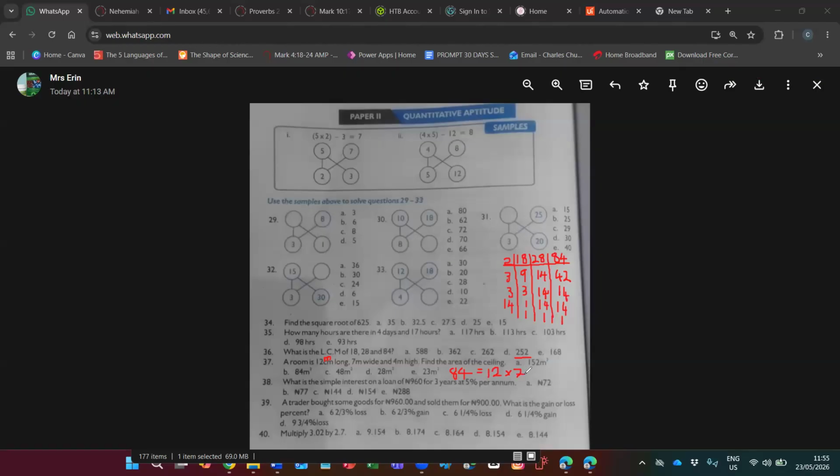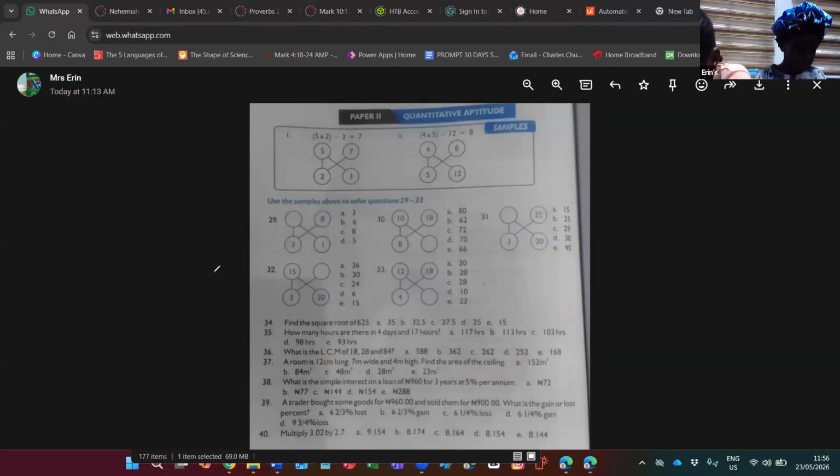Let's go to number 38. Who is doing number 38 for us? What is the simple interest on a loan of 960 naira for 3 years at 5% per annum? Who can tell me what we should use? What's the formula? So we're going to do 960 times 3 times 5 over 100.